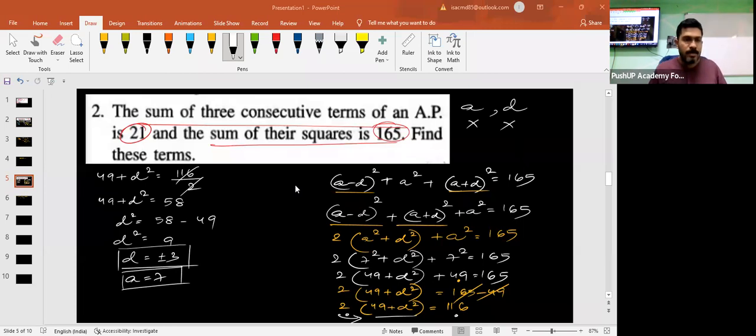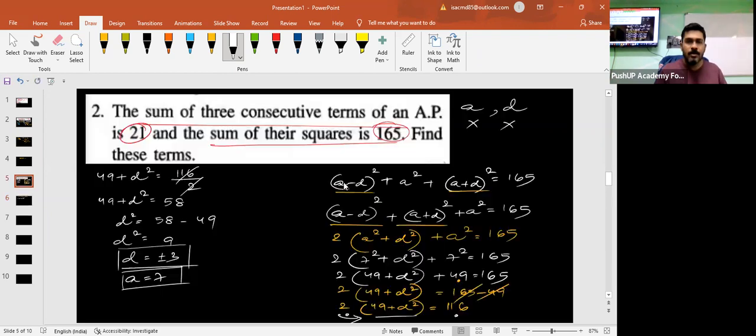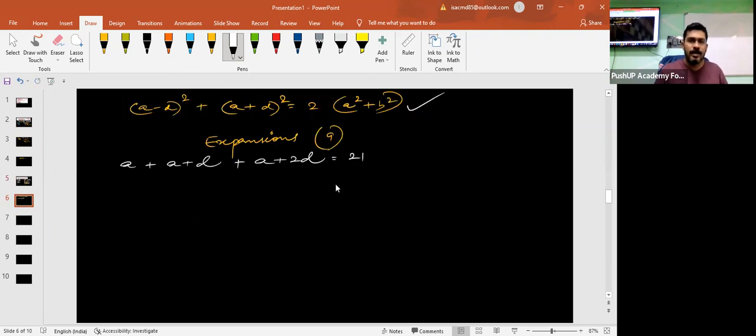Children, if you have done this, let me answer Shazia's question. Shazia was asking me, sir, in this type of question, why can't we apply the usual pattern? That is, first term as a, second term as a plus d, third term as a plus 2d, and so on. This is the reason. They have given you the sum of three consecutive terms as 21. So if I write it as a plus (a plus d) plus (a plus 2d), it will be equal to 21.